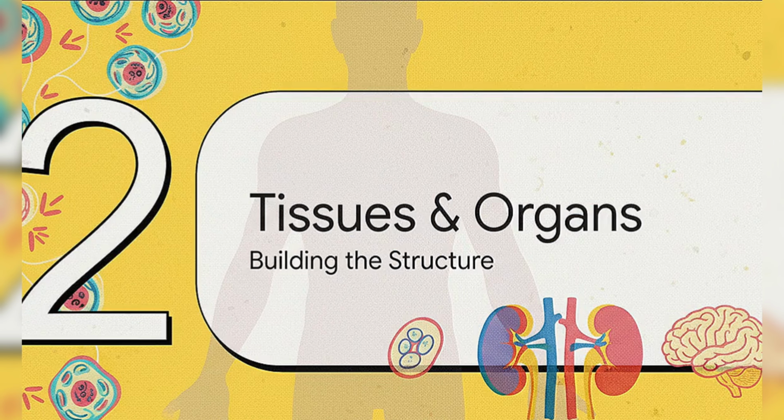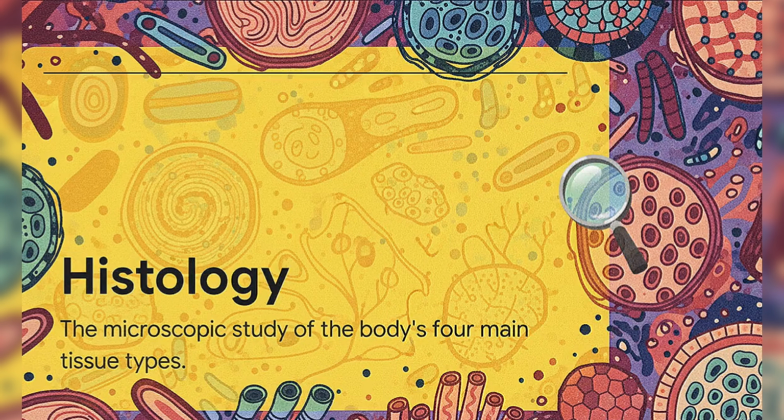Moving to Section 2, Tissues and Organs. Now that we've got a handle on the elemental and cellular code, let's zoom out a bit. How exactly do we get from a single microscopic cell to a fully formed human? The answer is tissues. Tissues are essentially groups of cells teaming up to perform a specialized function, and studying this is called histology.